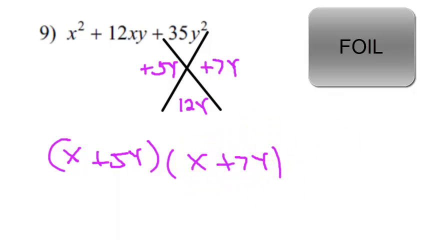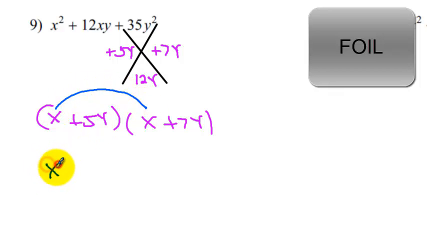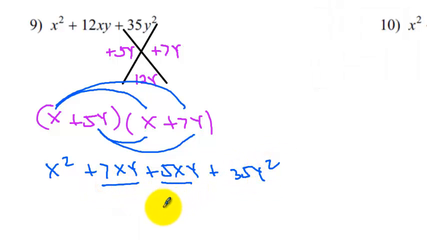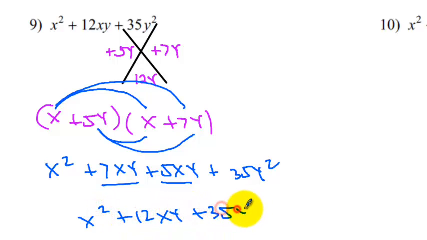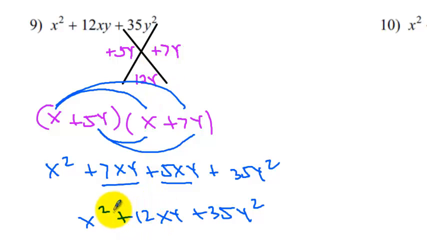Now if you want to check your answer, and I suggest that you check your answer every time you have your factors. So first, x times x, and then outer x times 7y, which is 7xy, inner 5y times x, will get 5xy, and then 5y times 7y will give us 35y squared. These two are like terms. We'll get x squared plus 12xy plus 35y squared, which is the problem that we just solved. It means that our answer is correct.